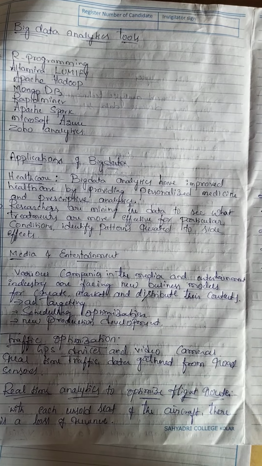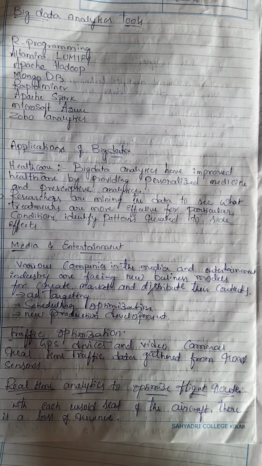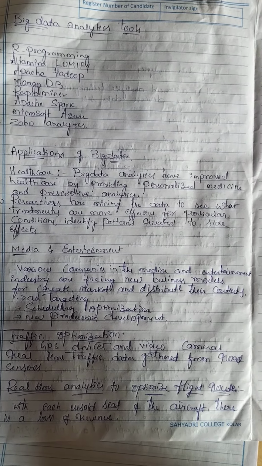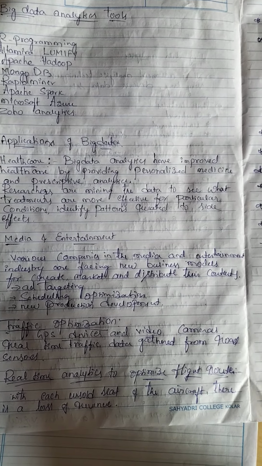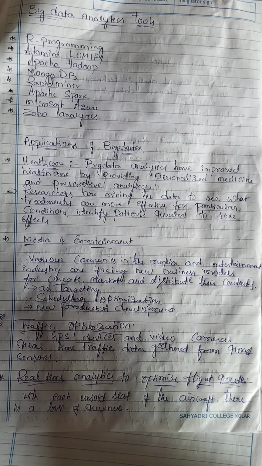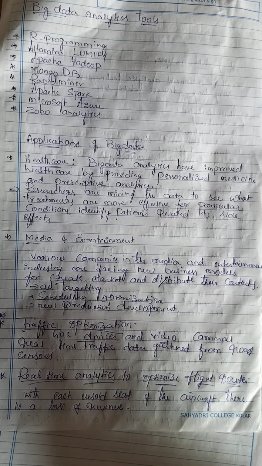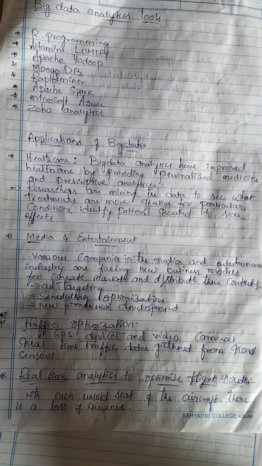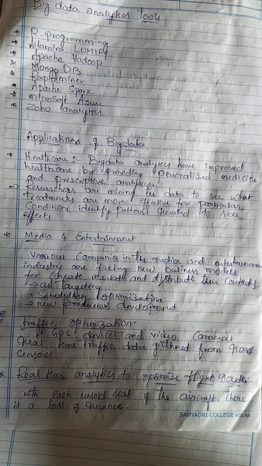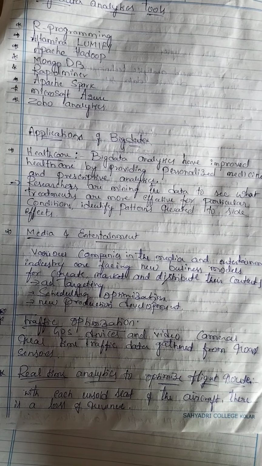Real-time analytics to optimize the flight route. So how to optimize? Based on some unsold seats in an aircraft, they can calculate the loss of revenues. For example, we have 50 seats in an aeroplane, and you just assume only 10 seats are sold, so the remaining seats are unsold, and they can easily calculate the losses of revenue. Based on that they can calculate the optimization for the flight route.